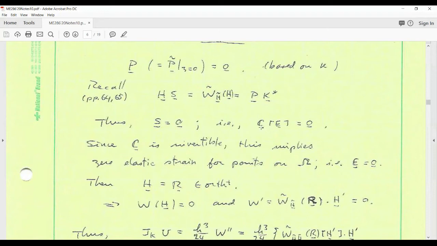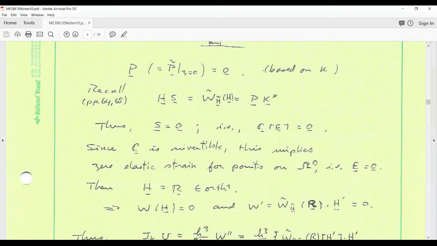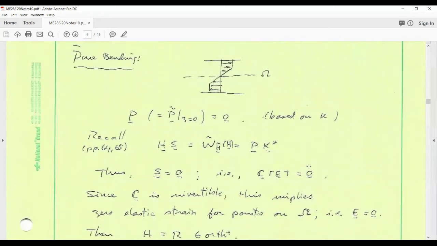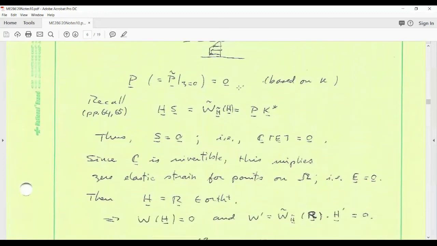And remember, C is positive definite under our assumptions, so it's invertible. So this implies that the elastic strain is 0 on the midplane in the case of pure bending, okay? But it's only 0 on the midplane. Of course, it's not 0 off the midplane in the case of pure bending.